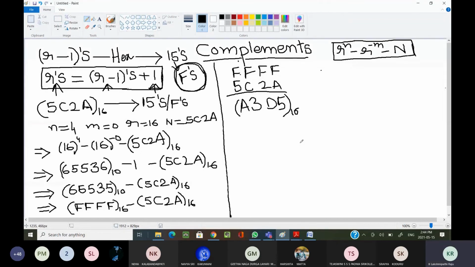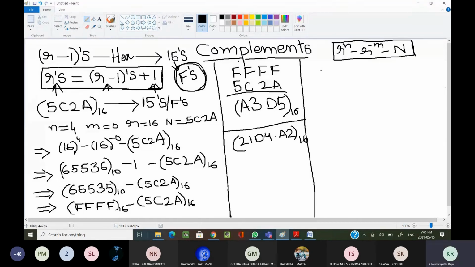Hope everyone is following what we are doing. Now you can understand the shortcut method. I hope everyone now understood what we are doing, and now tell me within a fraction of seconds, before writing, you have to give me the answer immediately. I want the 15th complement, or F's complement, of the given number.